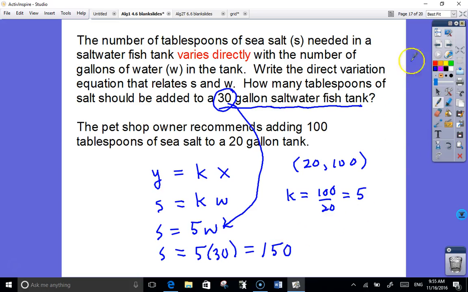I mean, this is the kind of stuff like, you go to the doctor and he prescribes medicine, it's based on your weight. I mean, it's a direct variation. If somebody's twice as big as somebody else, they might get twice as much of the drug.